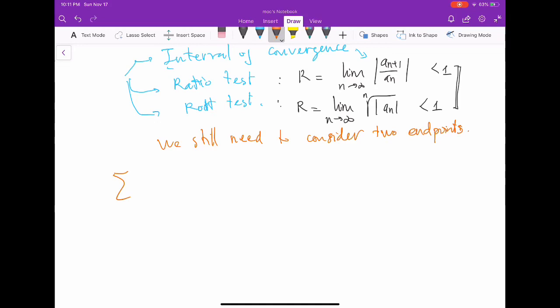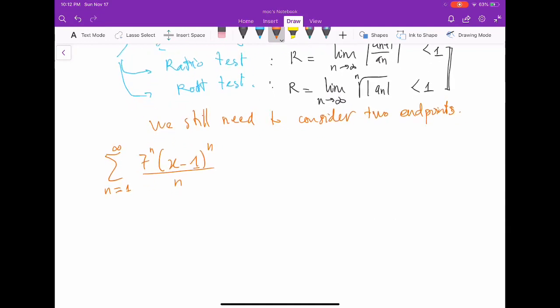Okay, let's consider the following example, and then we'll see how that works. Let's consider the series 7 to the n, x minus 1 to the n, over n, and n goes from 1 to infinity. All right, so look at this. In this situation, our a_n looks like 7 to the n, (x minus 1) to the n over n. From the definition of a_n, we need to decide whether the ratio test or root test would work. In this case, I would apply the ratio test.